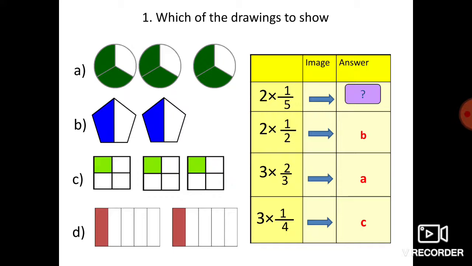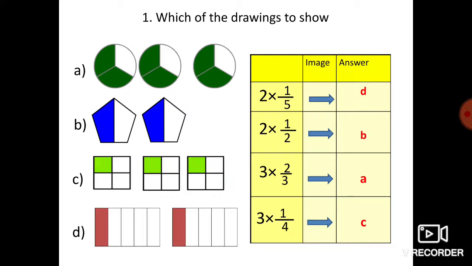Then the last one, one part is shaded. 1 by 5 is the fraction. How many 1 by 5? 2 times 1 by 5. So the remaining is answer D. This is the pictorial representation of fractions.